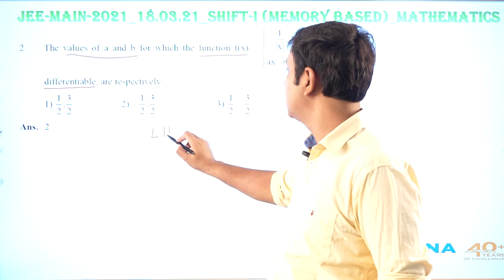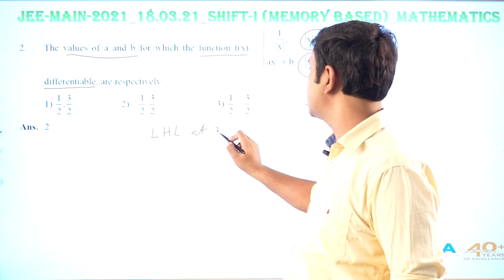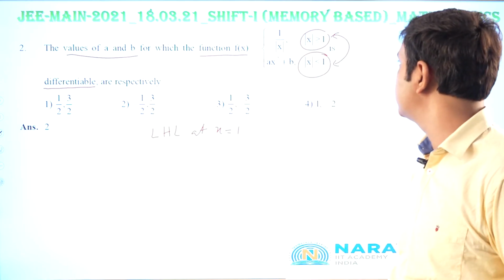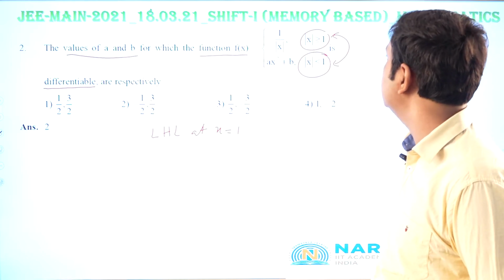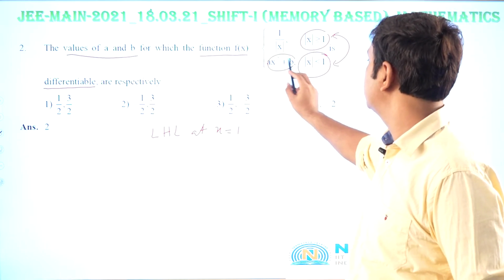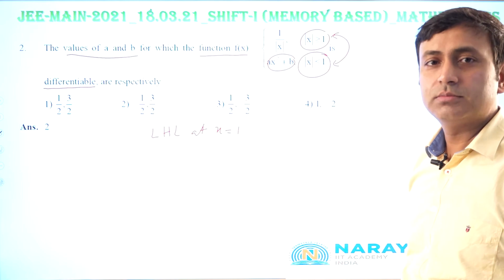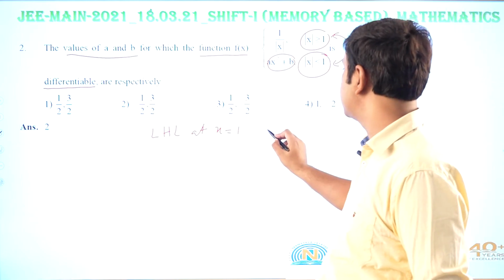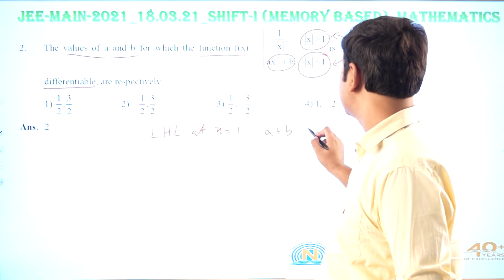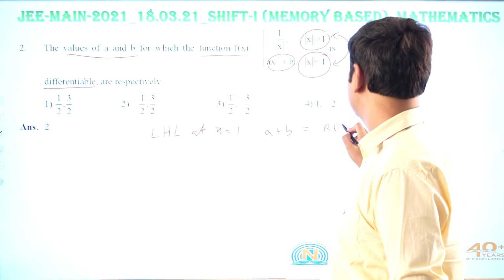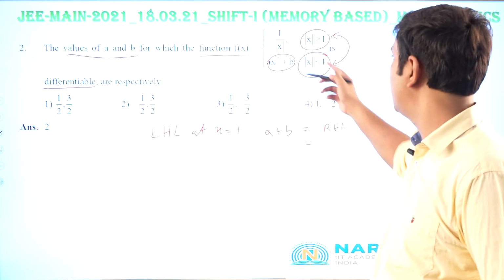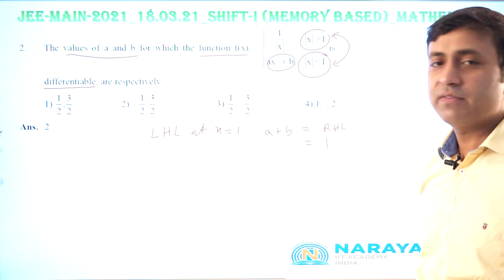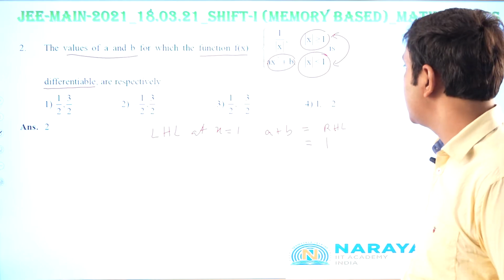LHL at x equal to 1 is how much? When x is less than 1, the function is governed by this equation. So, the value is a plus b, which is equal to RHL, which is equal to 1. So, we have a plus b is equal to 1.